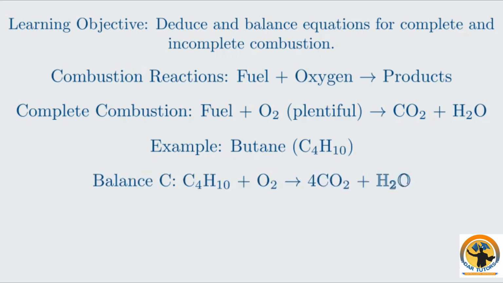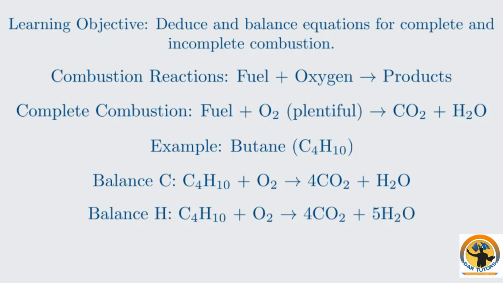First, we balance the carbon. There are 4 carbons on the left, so we need 4 carbon dioxide molecules on the right. This ensures the carbon atoms are balanced. Next, we balance the hydrogen. There are 10 hydrogens on the left. Since each water molecule has 2 hydrogens, we need 5 water molecules. The hydrogen atoms are now balanced.